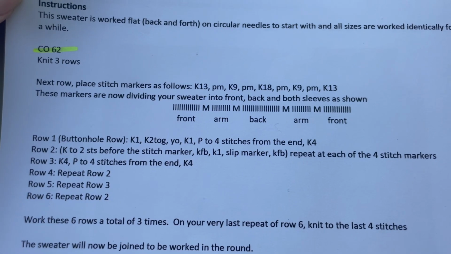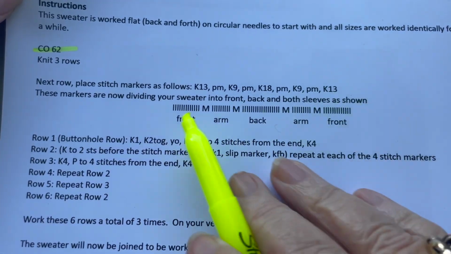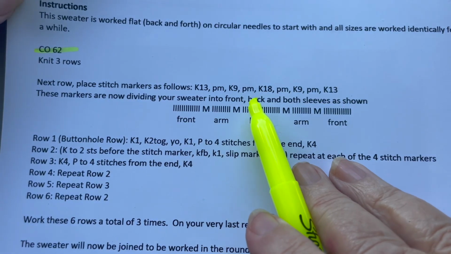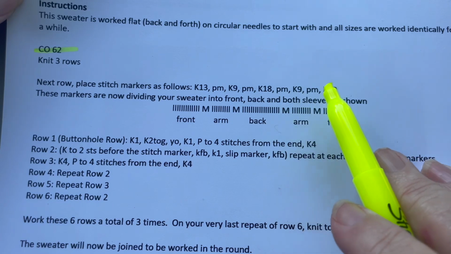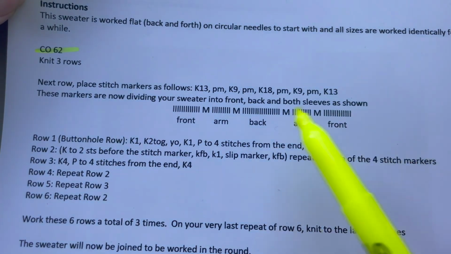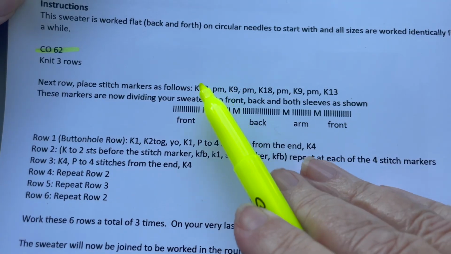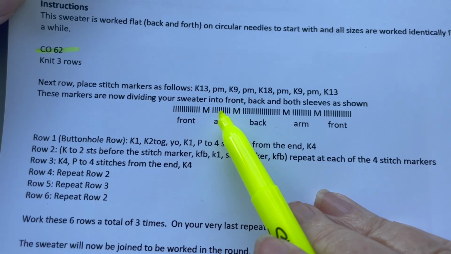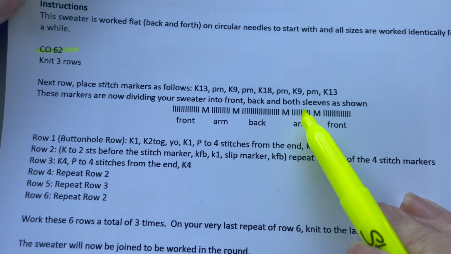And then you're going to knit 3 rows, and then you're going to do this where it's knit 13, place a marker, knit 9, place a marker, knit 18, place a marker, knit 9, place a marker, knit 13. And she actually tells you what these sections are. So the knit 13 is the front of the sweater. This is the arm or the shoulder. This is the back. This is the arm. This is the front.